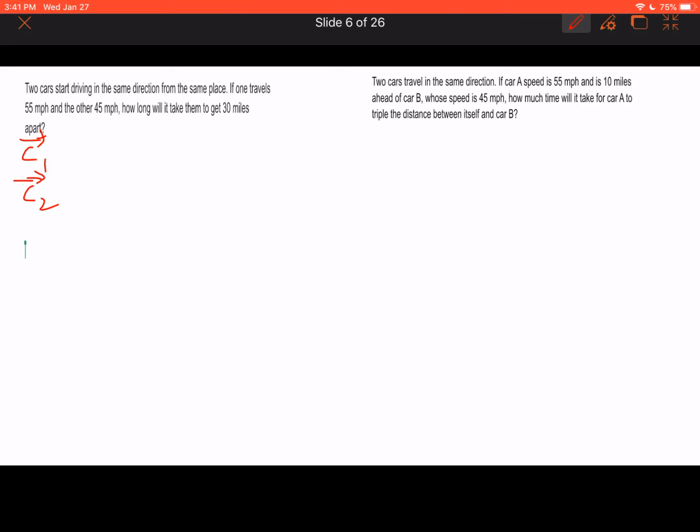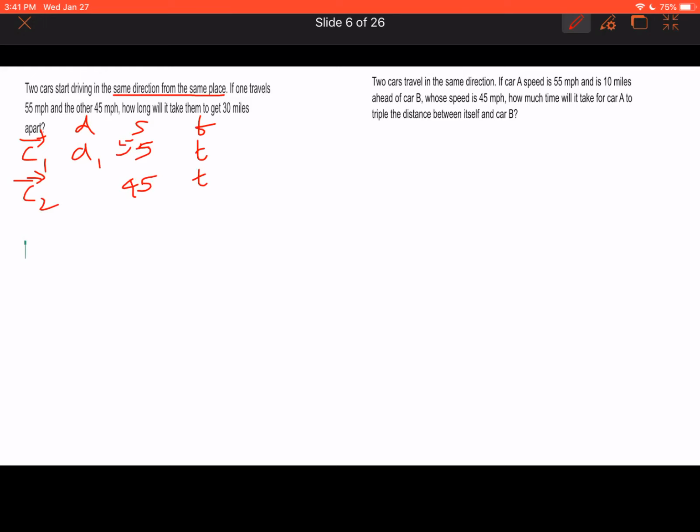Okay, same direction, same place. If one travels 55 miles per hour, the other one travels 45 miles per hour. Okay, how long will it take them to get 30 miles apart?